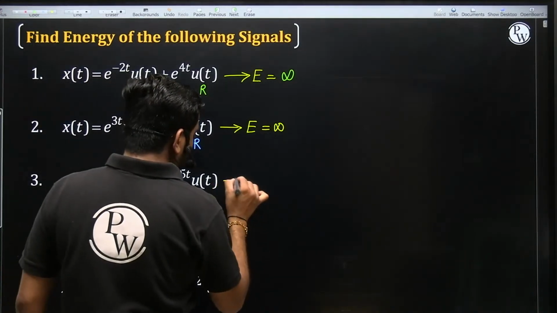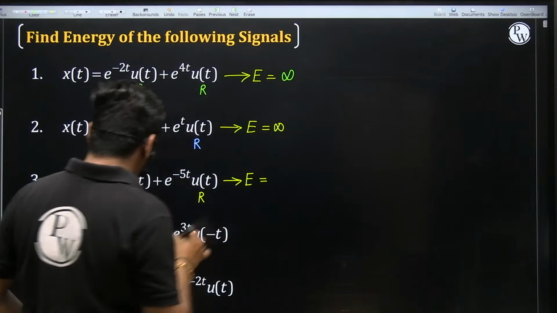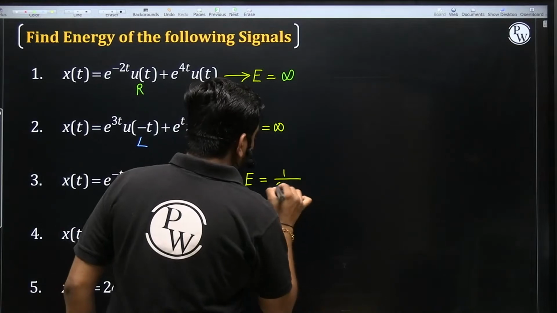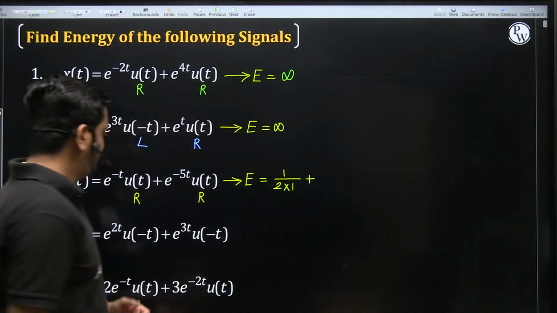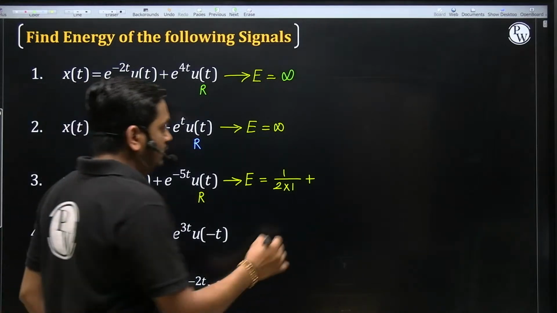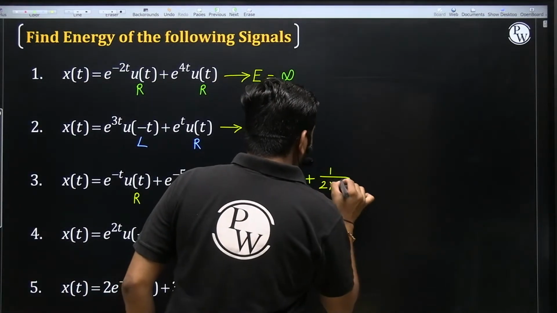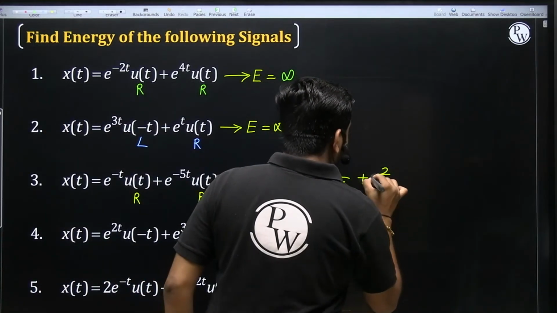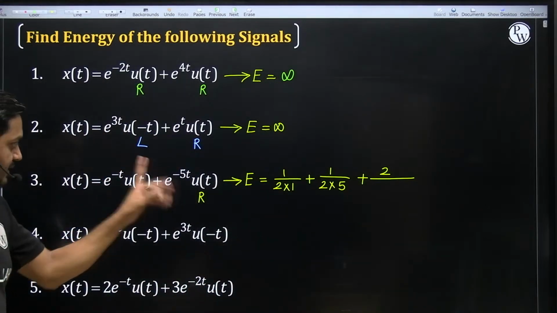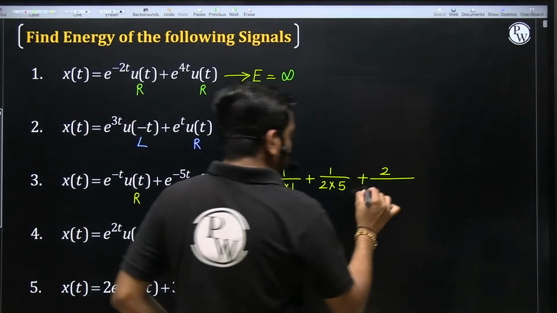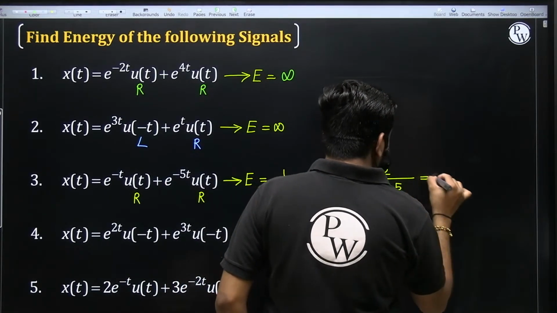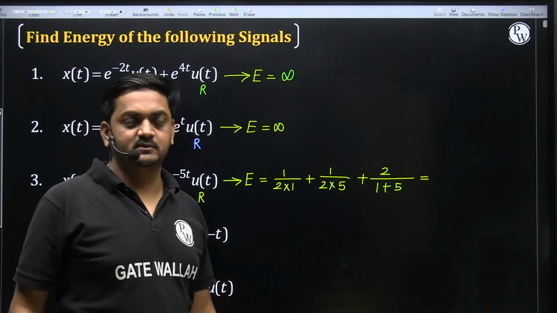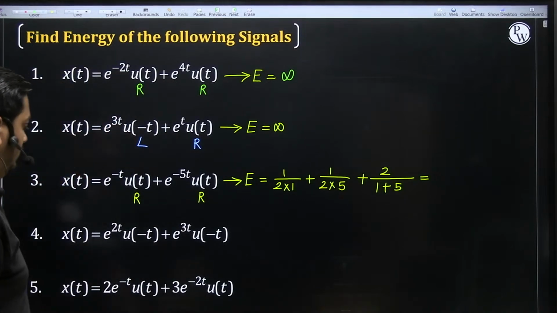So how to calculate the energy? All of you see here. Directly you can use the formula. Energy of the first signal is 1 upon 2a, with a equal to 1, plus energy of the second signal, 1 upon 2b. Here plus sign, guys, that's why plus 2 upon a plus b. a equal to 1, b equal to 5. So 1 plus 5, and you can calculate the final answer: 1 by 2 plus 1 by 10 plus 1 by 3, guys. Is this clear?